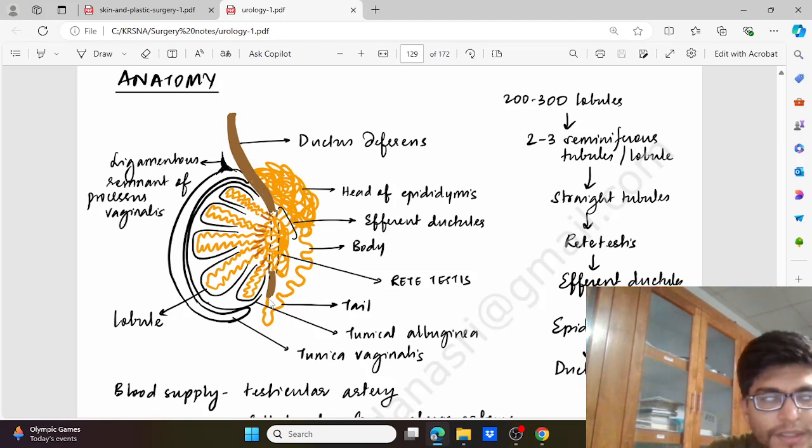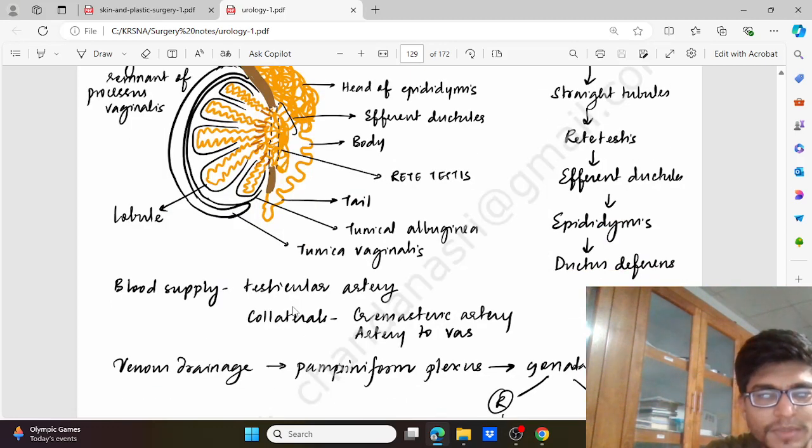These 200 to 300 lobules, having seminiferous tubules, will be connected to straight tubules. Then it will be connected to the rete testis. Then they will connect to the efferent ductule, then to the epididymis and ductus deferens. Also, the epididymis has a head, body, and tail as parts.